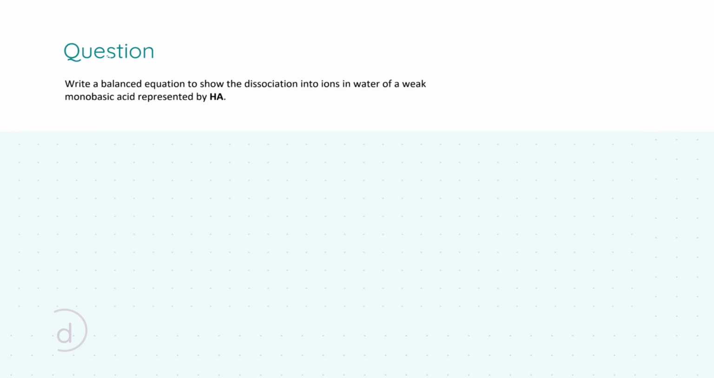Okay, so now we're going to move on to question D. Question D, part 1, asks us to write a balanced equation to show the dissociation into ions in water of a weak monobasic acid represented by HA. So that's our weak monobasic acid, and that is going to dissociate in water. So we have HA plus H2O. What's it going to turn into here? It's an acid, so it's going to donate a proton. So we're going to be left with A minus plus H3O plus.